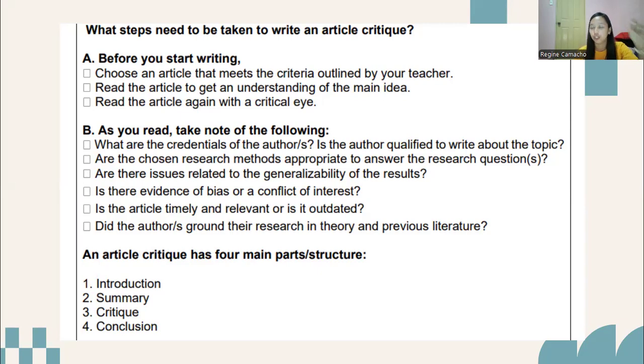Let's say, for example, you have found out that the author is a scientist and then the story is about literature. Do you think he is qualified to write about the topic? Right? Do you think that the ideas or the information that he gave is true or not?